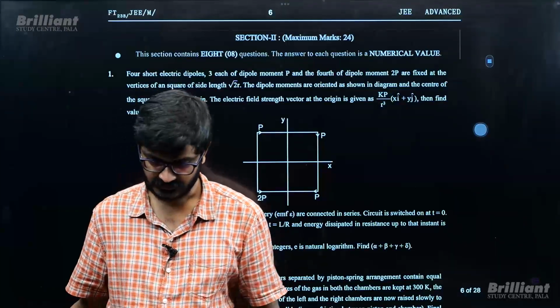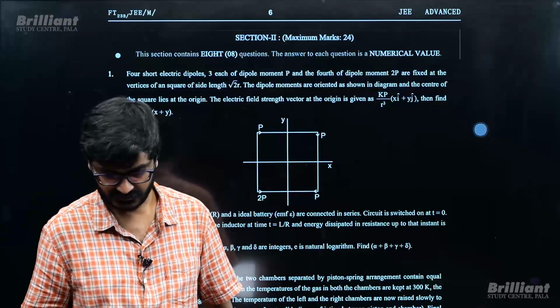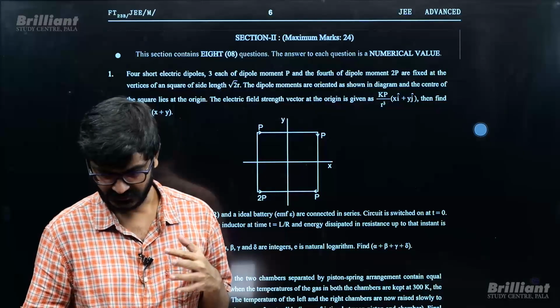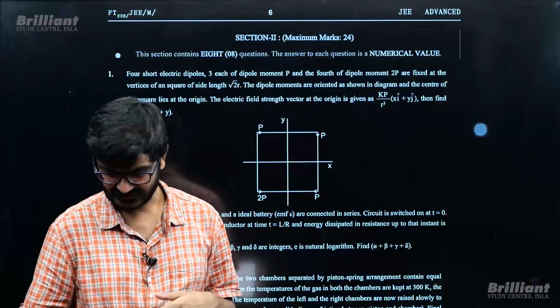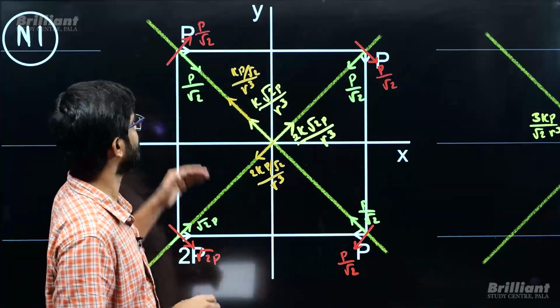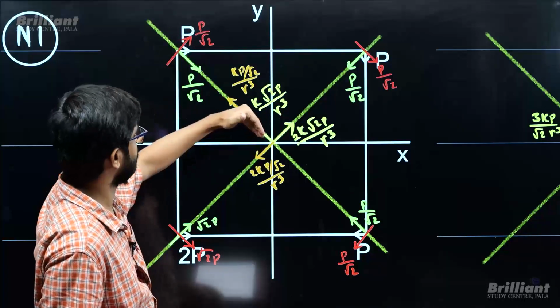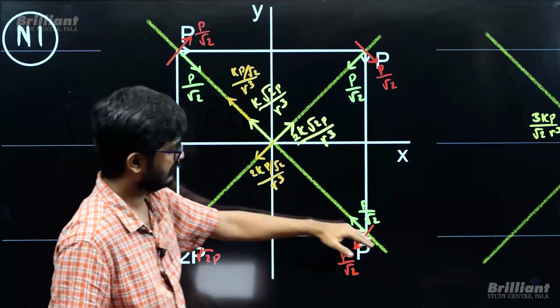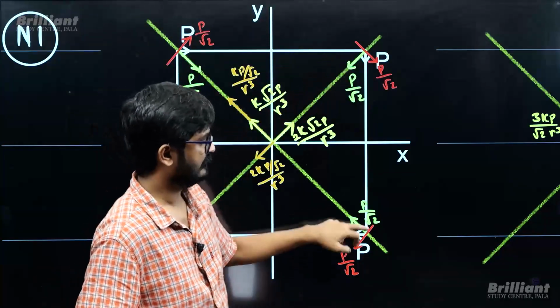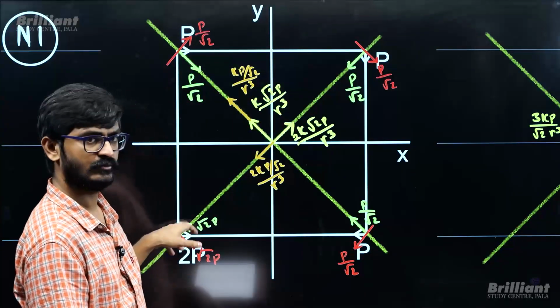Okay, in the next question, there are 4 short electric dipoles, 3 of dipole moment p and 1 of 2p. They are asking what is the electric field strength at the origin. So the first thing I will be doing is resolving the dipoles along this and perpendicular to this. So all the dipoles: P by root 2, P by root 2, P by root 2, P by root 2, P by root 2, P by root 2, 2P by root 2, 2P by root 2, which is root 2 P and root 2 P.